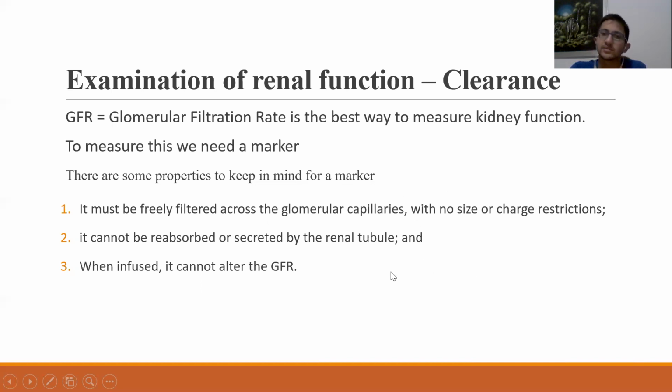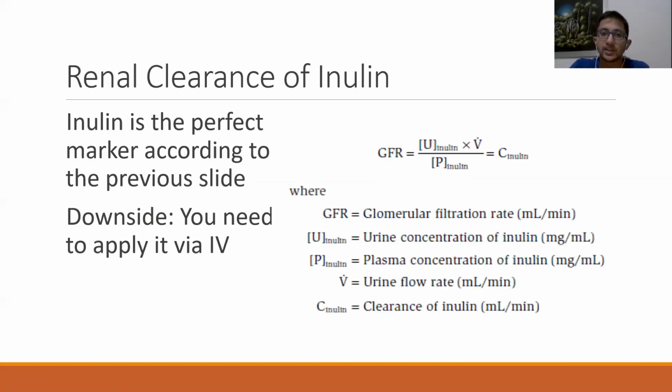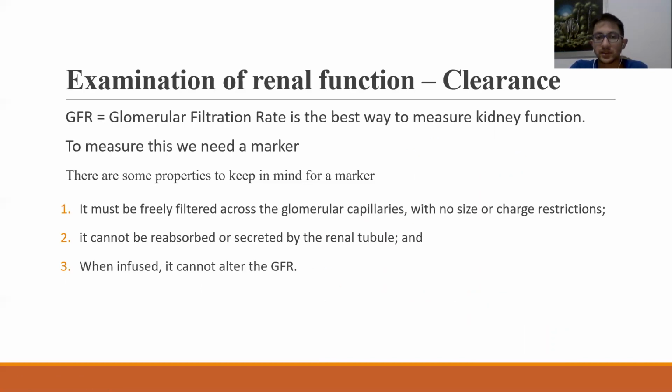We'll keep this in mind and we'll explain it with an example. So, there's this one substance called inulin, and it's really a winner. It ticks all the boxes for an ideal renal marker. It's freely filtered, it's not reabsorbed or secreted, and it does not alter the GFR.